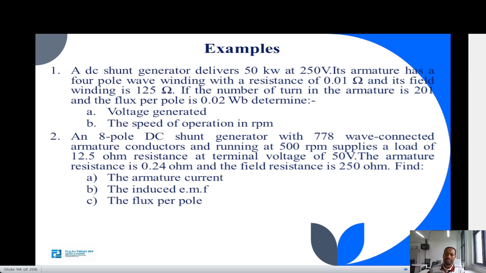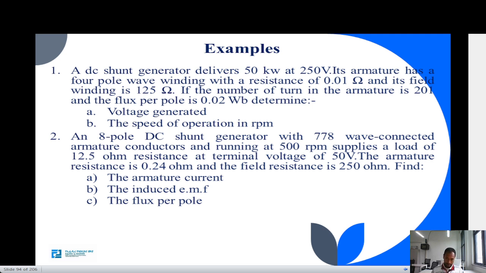And next, let us come to the example on shunt DC generator. Example 1 says: a DC shunt generator delivers a power of 50 kilowatt at 250 volt. Its armature has a 4-pole wave winding with a resistance of 0.01 ohm, and its field winding is 125 ohm. If the number of conductors in the armature is 201 and the flux per pole is 0.02 Wb, determine the generated voltage and the speed of operation in RPM.